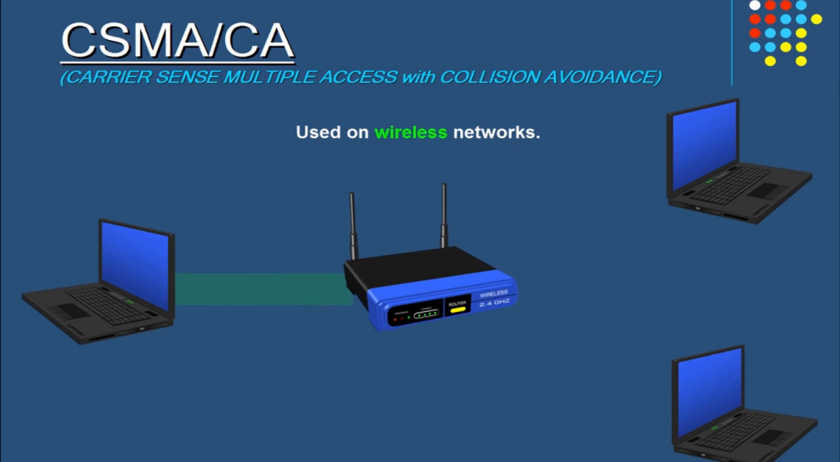CSMA-CA stands for Carrier Sense Multiple Access with Collision Avoidance. And this is the access method used for carrier transmission in wireless networks. Now this method is similar to the CSMA-CD, except that when a computer wants to send its data, it first sends out a small data packet to make sure that the channel is clear before sending out its main data. If the packet is successfully transmitted, then the computer is clear to send out its main data.